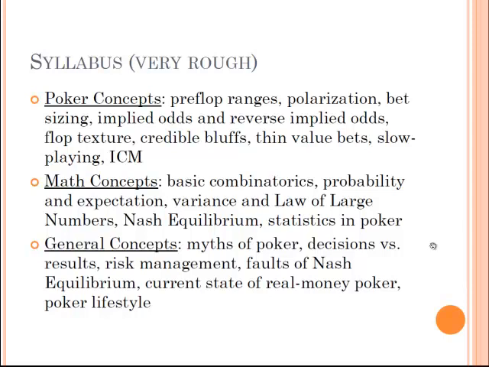Math concepts: basic combinatorics. I'm assuming, as I wrote in the course prerequisites, that everyone knows how to compute, say, how many full houses there are in a deck of cards. This should be high school mathematics. I'm hoping everyone can basically do this, but either way, there's software to do it, so if you don't know how, it's not too big a deal. Other math concepts are probability and expectation, variance and large numbers. I'm assuming everyone has some sense of these concepts, what probability is, what expectation is. We'll also talk a bit about Nash equilibrium, and statistics in poker.